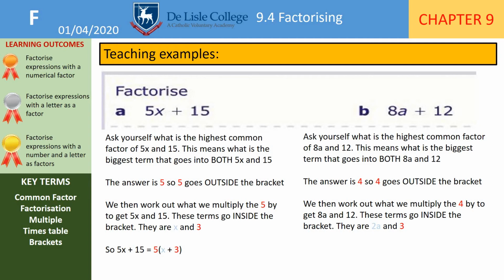They are 2a and 3. So 8a plus 12 is 4 brackets 2a plus 3, and don't forget to put the closed bracket at the end.